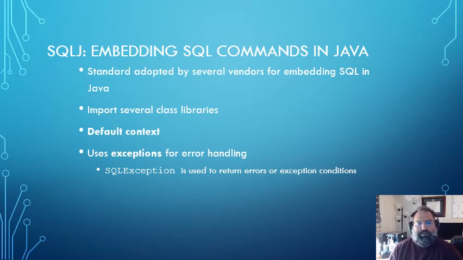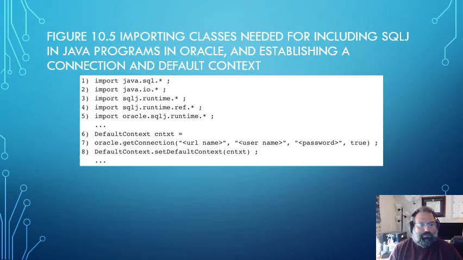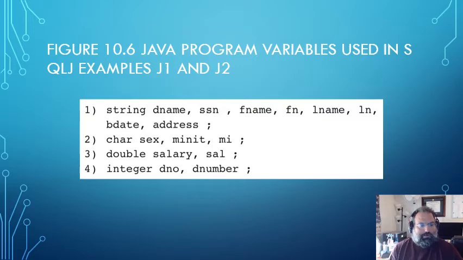Another approach is to use embedded SQL commands inside of Java, a standard adopted by several vendors for embedding SQL in Java. You import several class libraries, set a default context, and use an exception for error handling. SQL exception is used to return exception conditions. Figure 10.5 shows the classes that are being used and an approach of using it at runtime. Figure 10.6 is a Java program. Variables used in an SQLJ example, J1 and J2.